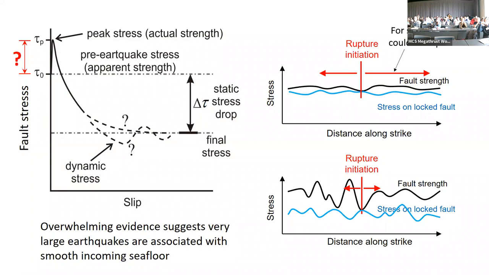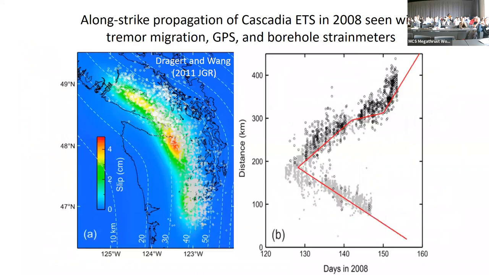But strangely, the same thing happens without this physics. Very similar things happen in very slow slips, like ETS. This Cascadia case is a very typical example, from one event. You see tremor here and slip from geodesy, and that's the propagation rate.